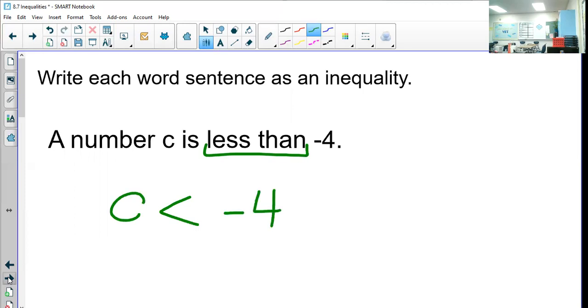Now, just pretend real quick. What's a number that would work for C? Think about a number line. We've got 0 and we've got -4. What's going to be less than -4? I can do -5, -100, -53, whatever. Any of those things would work for C. That's all that's saying. C is going to be less than -4.